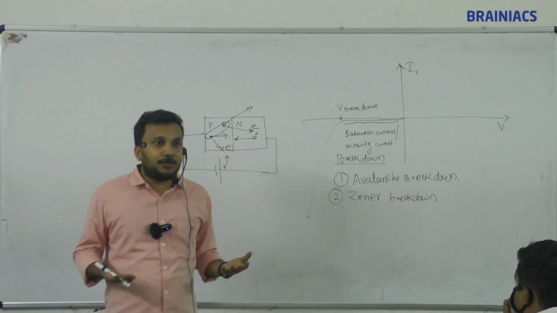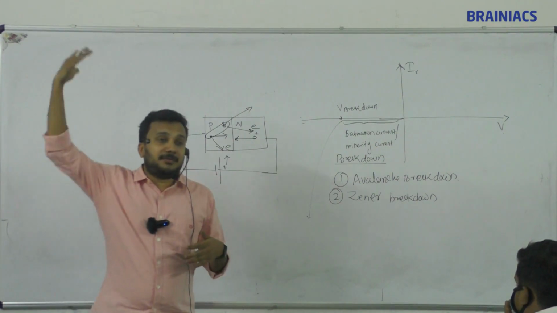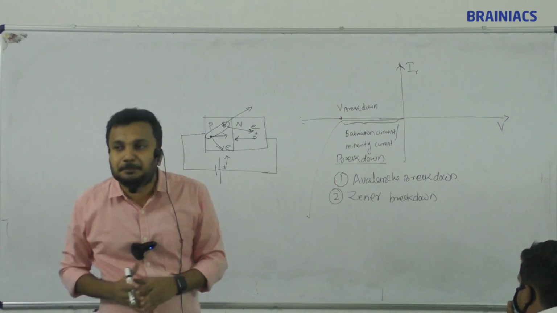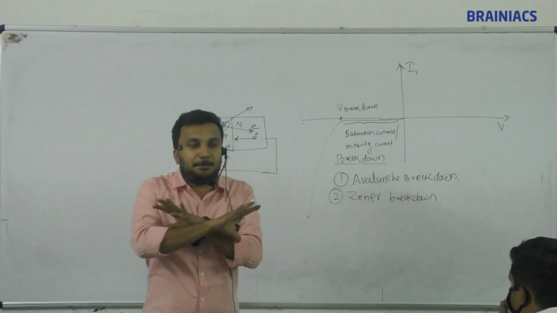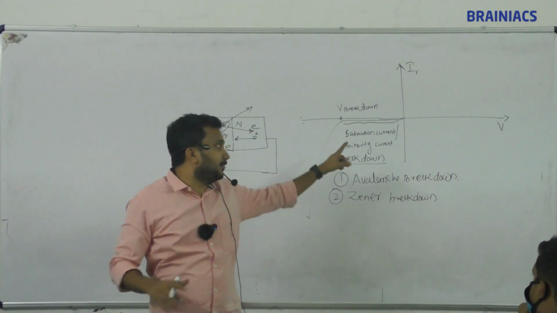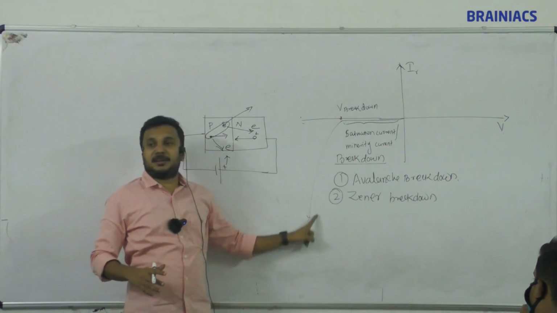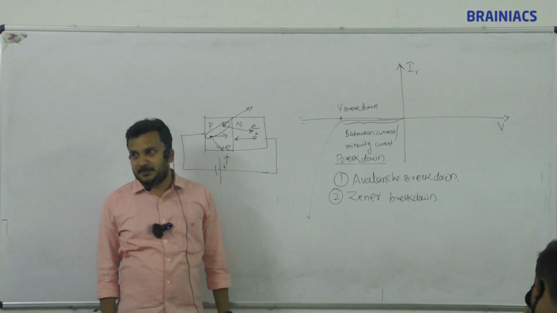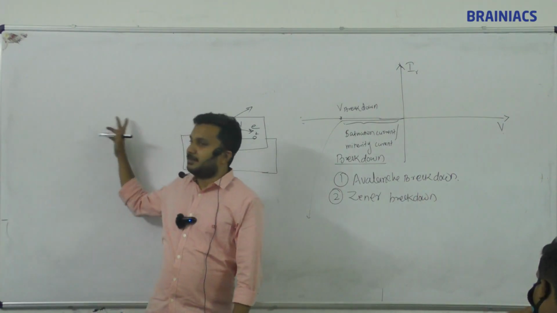When the number reaches a range of 10 power 6 or 10 power 9, what will happen? The diode will be completely destroyed. When the diode is completely destroyed, which current will be large? The minority current will shoot up. That breakdown is called avalanche breakdown.